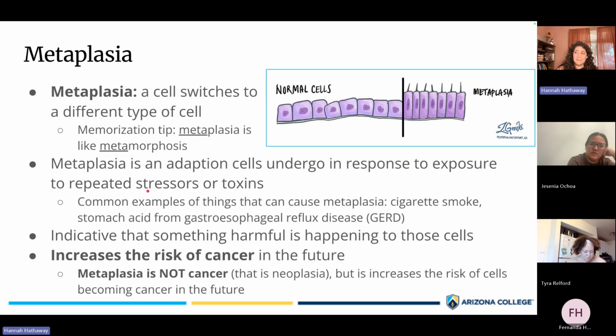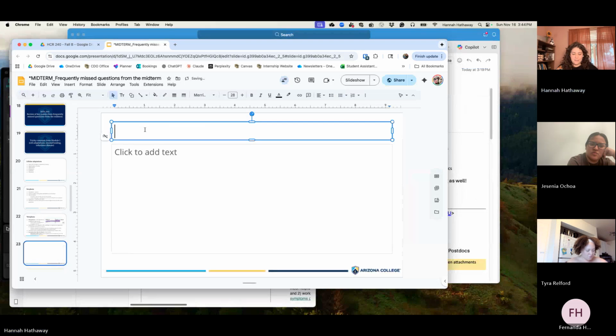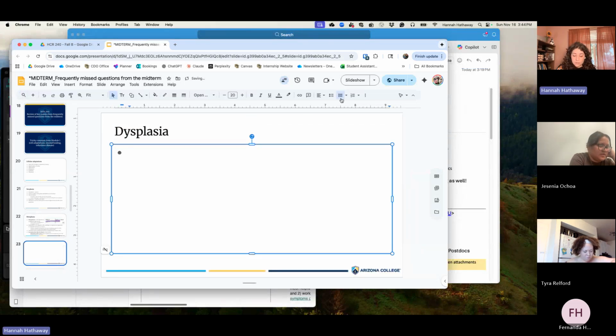And then dysplasia is the other cellular adaptation. We'll write this down just to have it. Dysplasia. This can also predispose cells to becoming cancerous. But once again, these are not cancer itself.